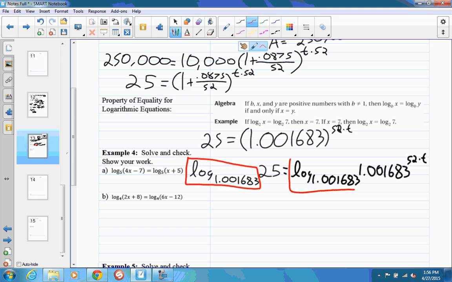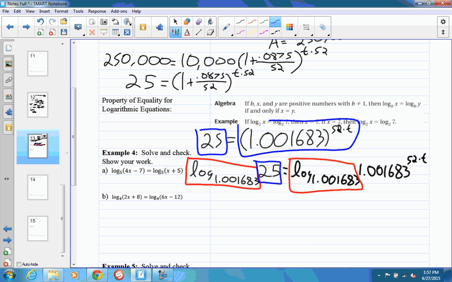Stay with me, it'll be fun. The stuff in red, that's the application. I'm taking a log of both sides. Without the red, it's just up there. So I've done a log to each side, and in blue is the stuff that stayed the same. Everybody see that? Okay?